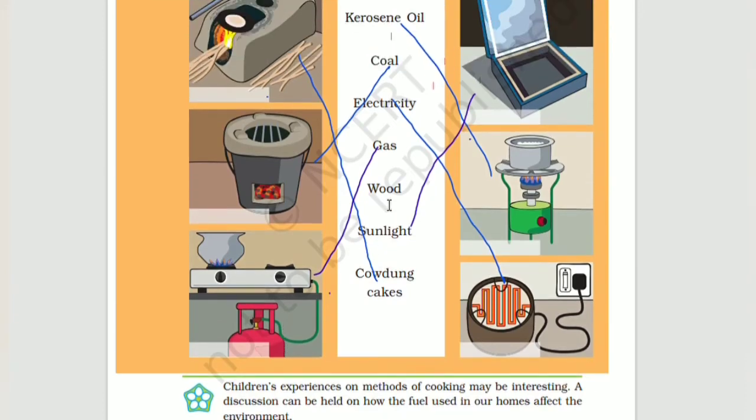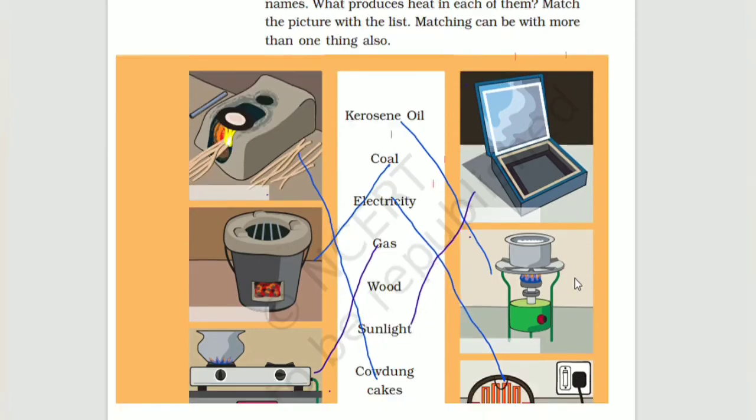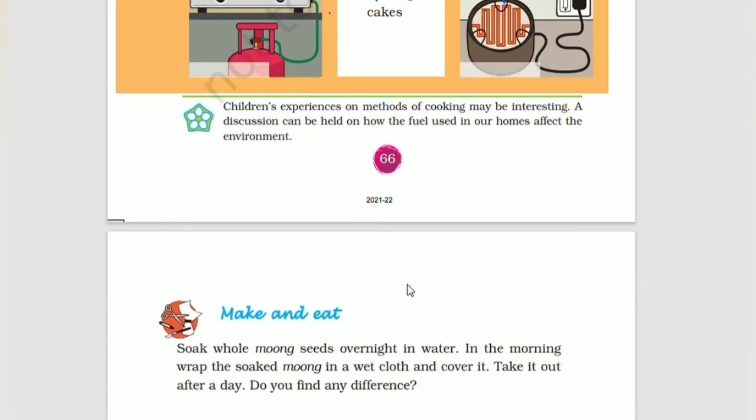Cow dung is being used for preparing food. For making fire we are using cow dung. So for making fire, for making heat, these are the substances being used. Solar energy is got from light, that is heat from the sunlight. You just mark down and write it in your note.